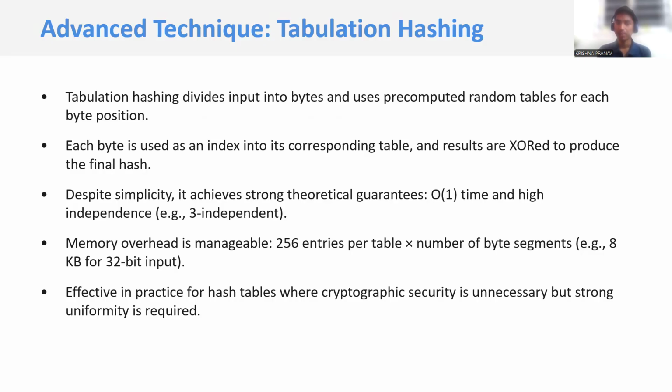Memory overhead is manageable: 256 entries per table times the number of byte segments, for example, 8 KB for 32-bit input. Effective in practice for hash tables where cryptographic security is unnecessary but strong uniformity is required.